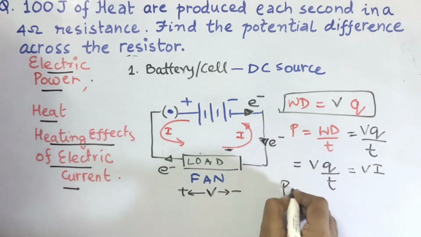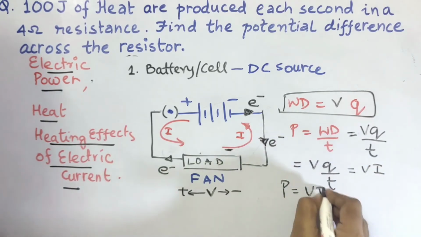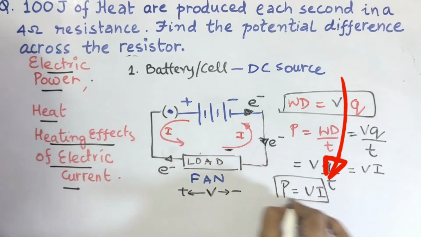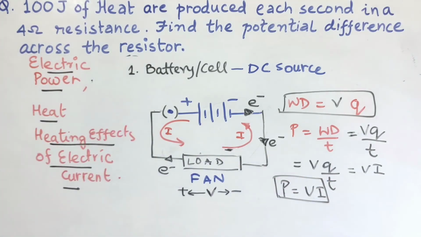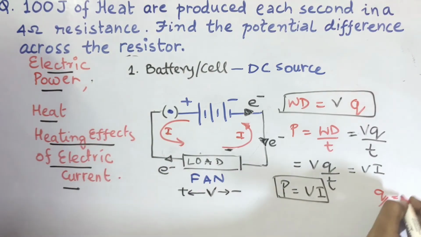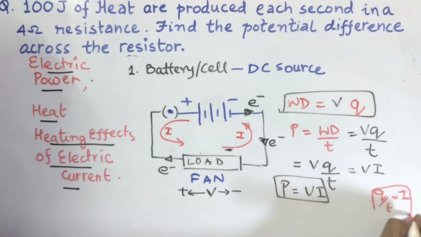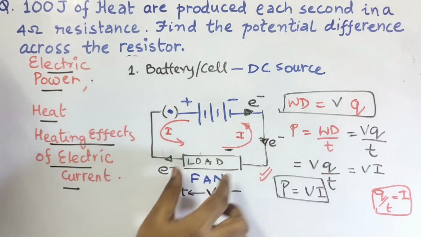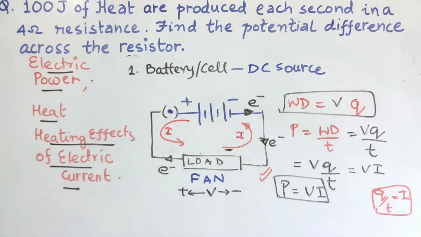So we have a formula here: P is equal to VI. Power is equal to the product of voltage and current. Q by T is current, charge per unit time. So power is equal to voltage across the conductor into current flowing through the conductor or appliance. So that is the power.